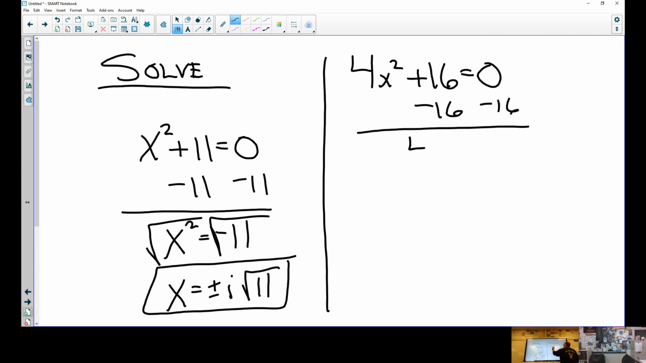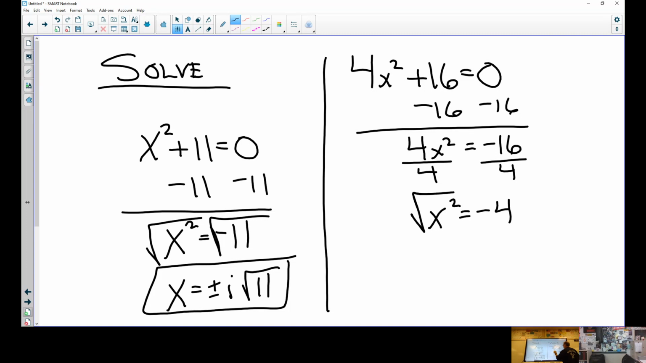When we subtract 16, I get 4x squared equals negative 16. Now I still don't have x by itself. I've got a scalar multiple, I've got to divide that out. So I divide that out and I get x squared equals -4. Again, I'm going to take a square root to solve this, so I need to consider plus or minus when I do it. I'm going to take a square root of this side, square root of this side.